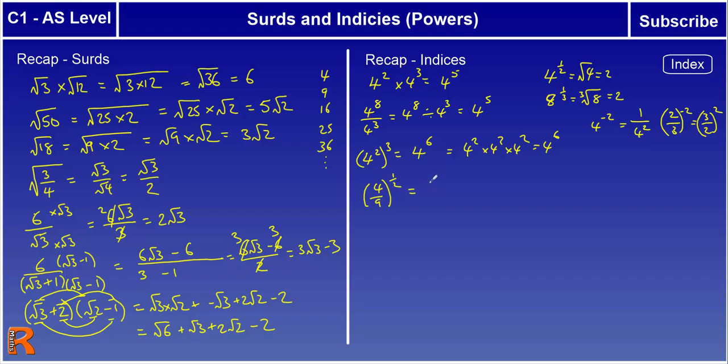That would be the same as 4 to the power of a half over 9 to the power of a half, which is the square root of 4 over the square root of 9, which is just 2 over 3. So those are the sort of things that we need to be aware of.